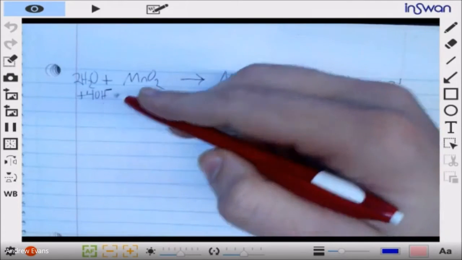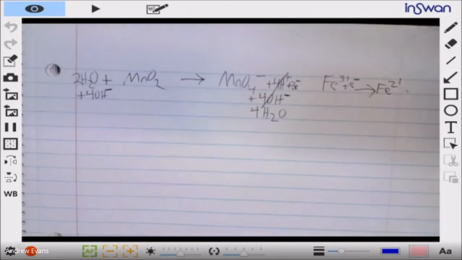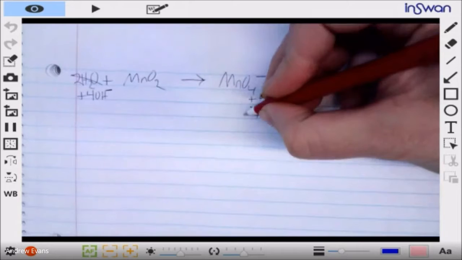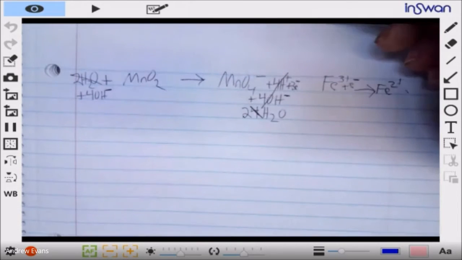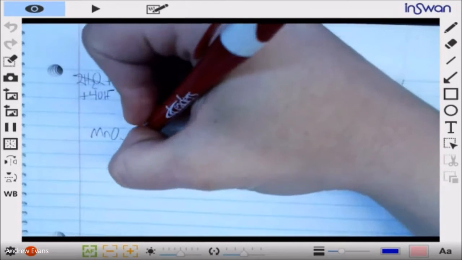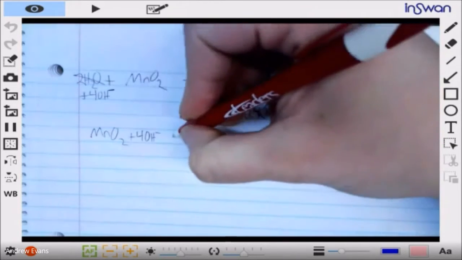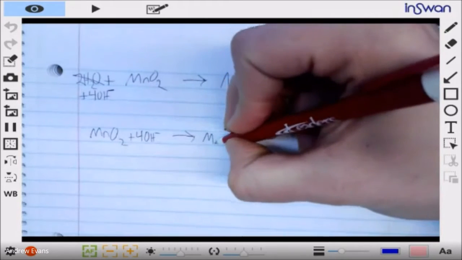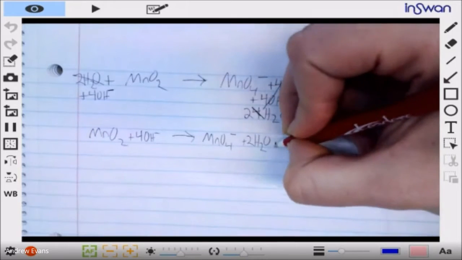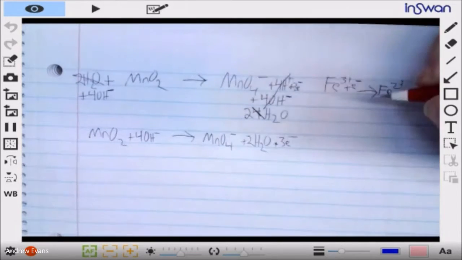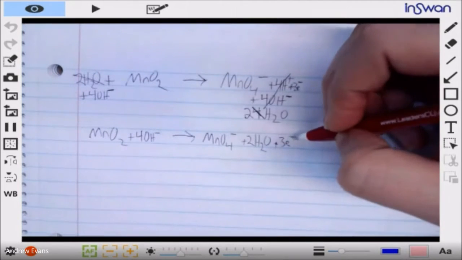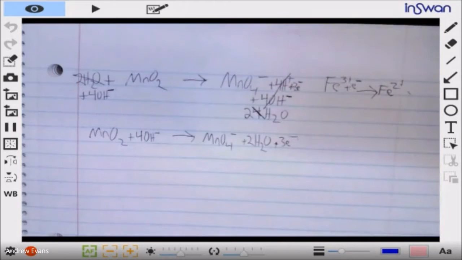And this one is just 4 OHs. Now, 2 water molecules cancel with 2 water molecules. So the new equation here is MnO2 plus 4 OHs gives you MnO4, 1 minus, 2 waters, and still 3 electrons. Now that's 4 negative on each side, still balanced.